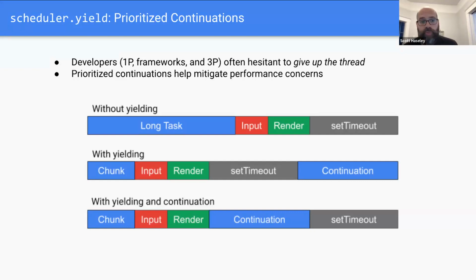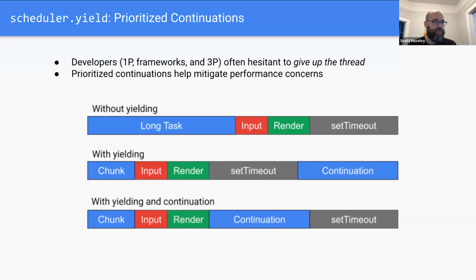So for the input problem, without yielding, it looks something like that top diagram where we have this long task. Let's say input came in early. We couldn't handle the click because the long task was running. After that, if the browser has this ability to do prioritization like we do in Chrome, we'll process input. We'll try to render as soon as possible, and then maybe we'll run that timer that was scheduled.